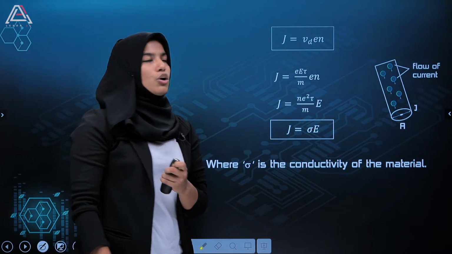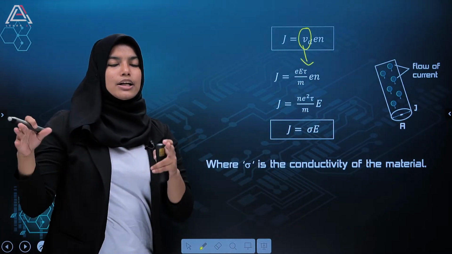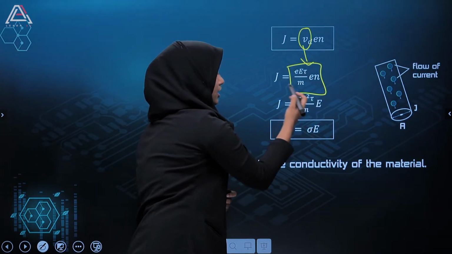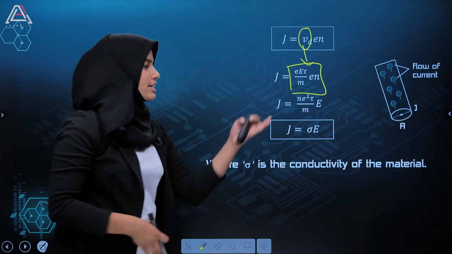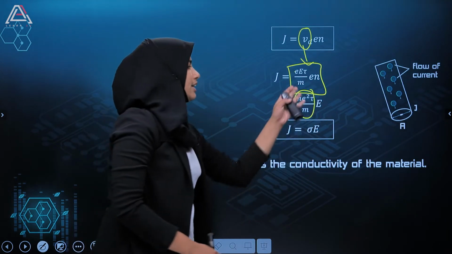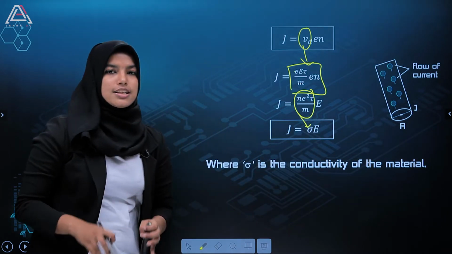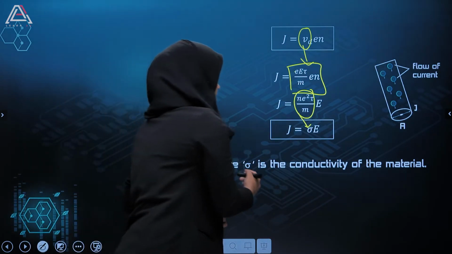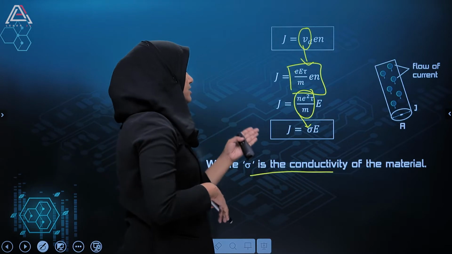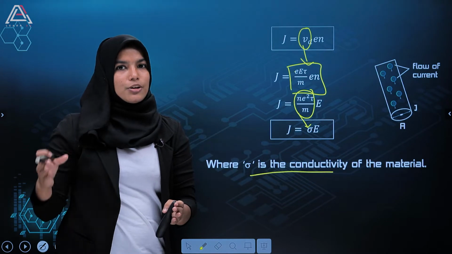Clear? Now we know that Vd is the drift velocity and it is equal to E tau by m. Now substituting, ne square tau by m into E is the equation of current density, and these all are constants and E is the only thing that is varying, so we can term it as a constant, and that constant is called conductivity, and conductivity is the ability of a material to conduct electrons. So how is current density related to conductivity? Current density is equal to conductivity into electric field.